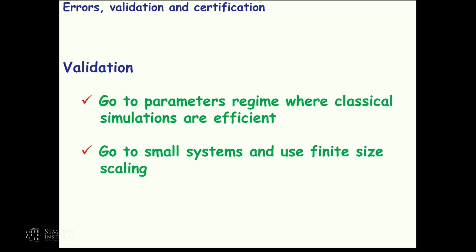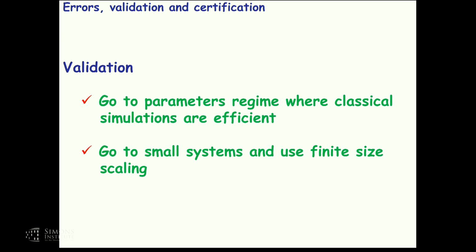Validation. What does it mean, validation? Well, validation means go to a parameter regime where the classical simulations are efficient. So what can it be? Suppose that you want to do a frustrated system, all right? In the frustrated system, very often Monte Carlo doesn't work because there is a sign problem. So you go to low frustration, and maybe there Monte Carlo works or works better. You check it there, and then you go to the regime of parameters in which you don't know. It's terra incognita.